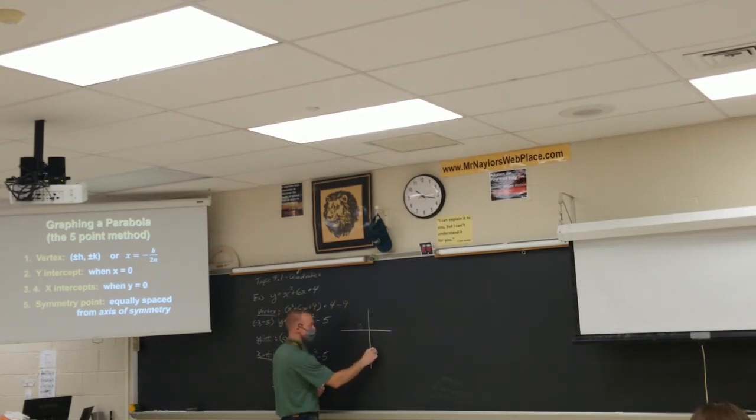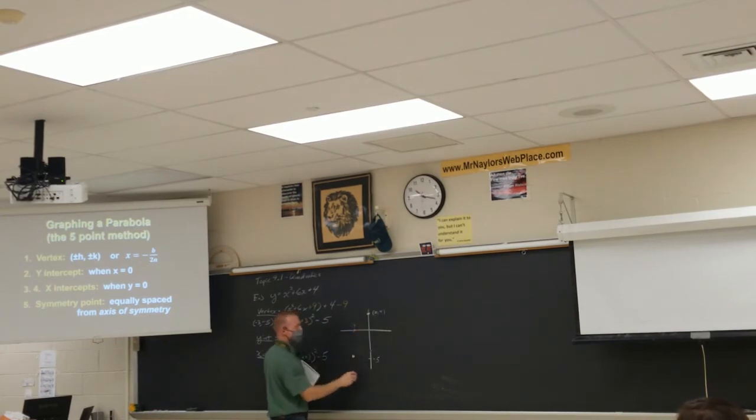So we've got a vertex at (-3, -5). I want to spread this out a little bit. Anyway, it's just a sketch, but we've got (-3, -5). And so we've got a y-intercept way up here at (0, 4).